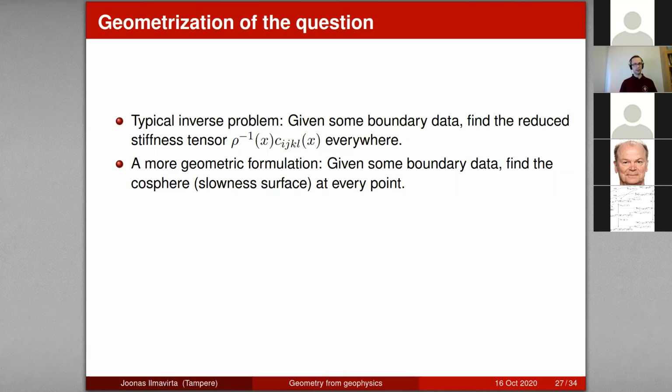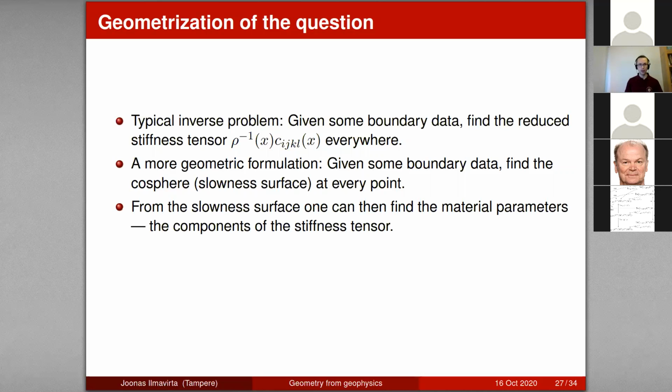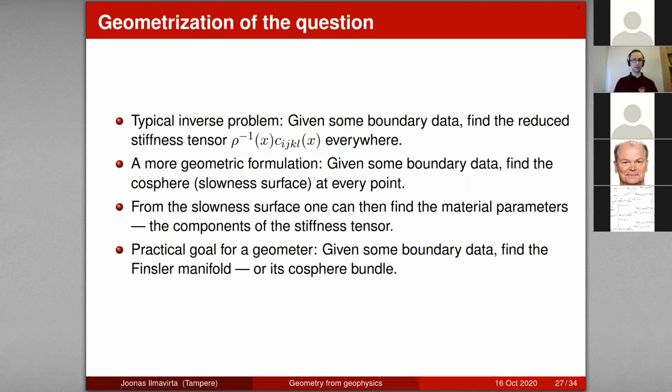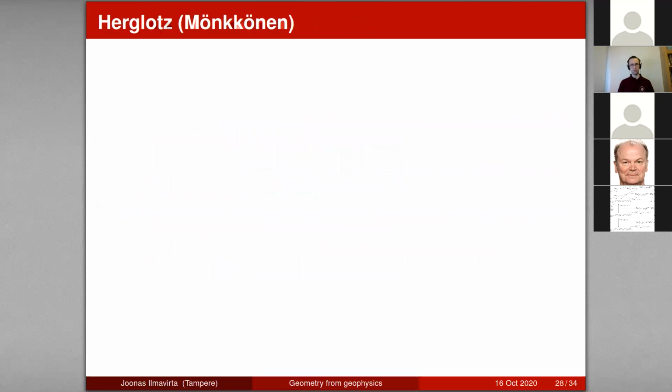And you can take another step a little bit further. From this slowness surface, one can then compute material parameters, so it is kind of the same question. And you can go a little further and get into something that is a practical question for a geometer: given some boundary data, find the Finsler manifold, or perhaps find its co-sphere bundle, which is a description of all of these co-spheres. That is the kind of question that I'll be asking. So the theorems that I have will have to do with Finsler manifolds, and with finding, indirectly, an anisotropic stiffness tensor. This is the link, and I'll give the results in a more mathematical form.